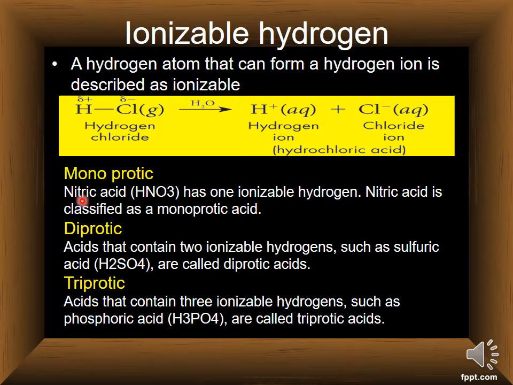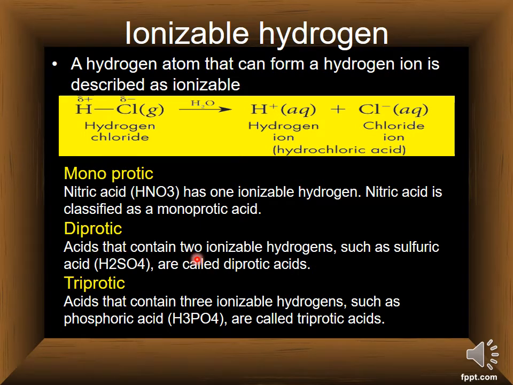Nitric acid is an example of a monoprotic acid. HNO3 has one ionizable hydrogen. Nitric acid is classified as a monoprotic acid. The other one is diprotic acid. Di means two, protic means H positive ion or proton.